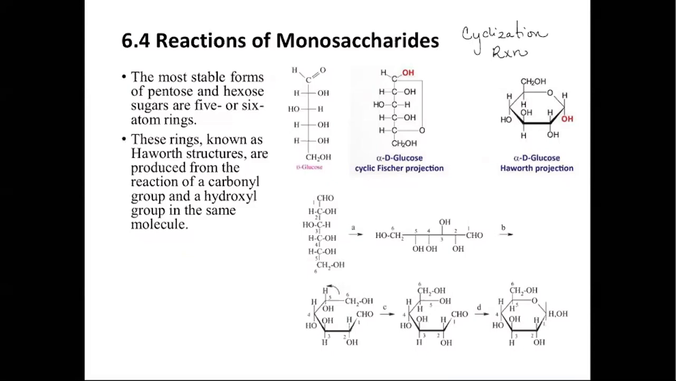The reason why this is a cyclization reaction is because we're going from an open form, from that Fischer projection in our monosaccharide, to its cyclic form, okay? So when we look at the images, I'm going to zoom in to look at all of these.